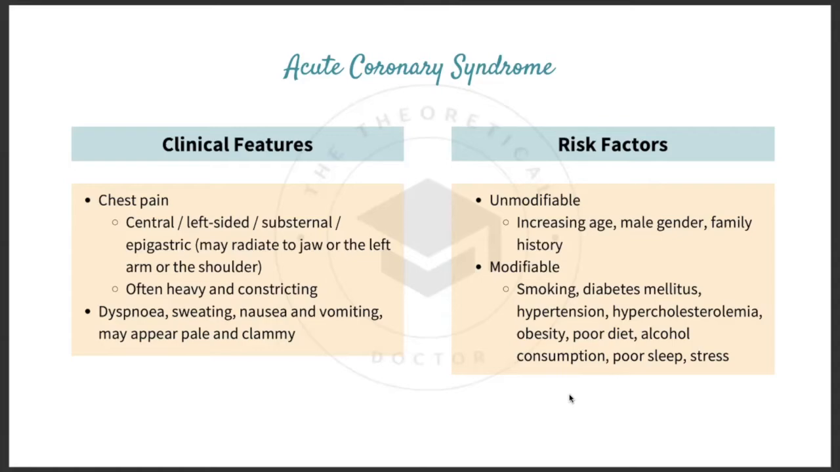Some risk factors to take note of, and it's very important to remember this because you can apply it basically in anything that has regards to the cardiovascular system. So for the risk factors, you need to remember there's the non-modifiable and also the modifiable. When it comes to the non-modifiable, it occurs with increasing age, the male gender, and family history of any acute coronary syndrome or cardiovascular events.